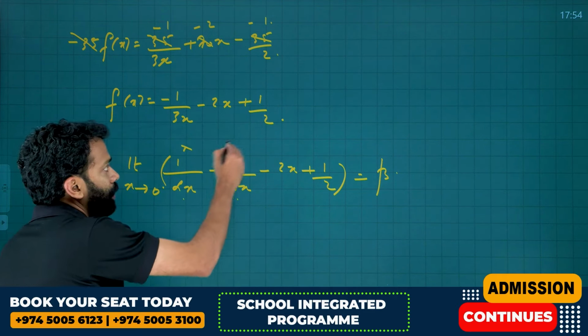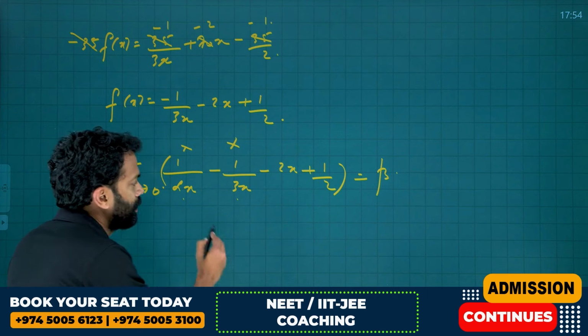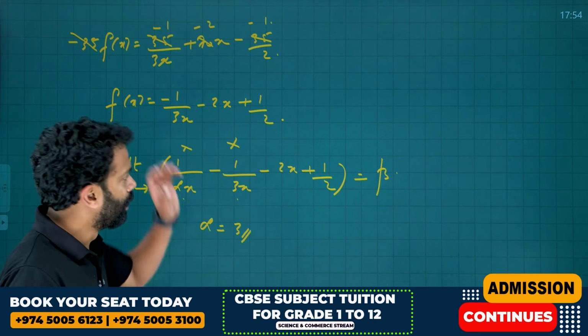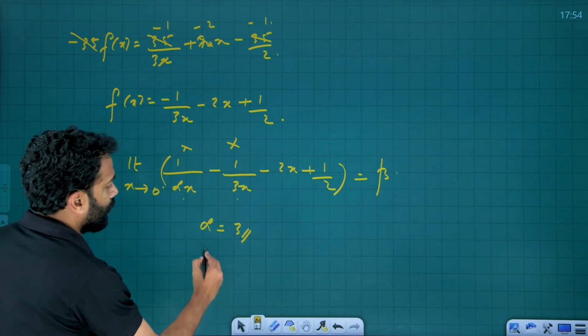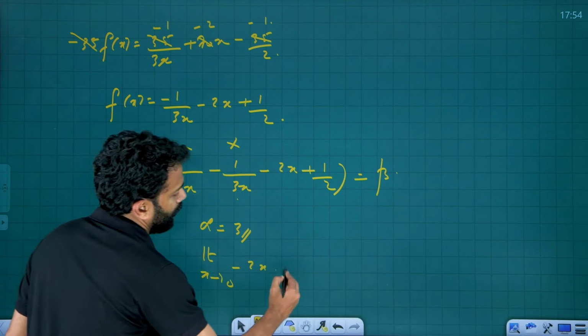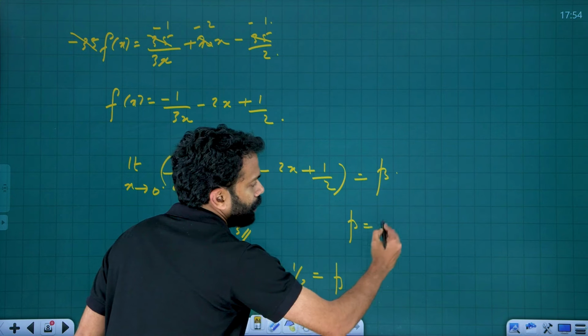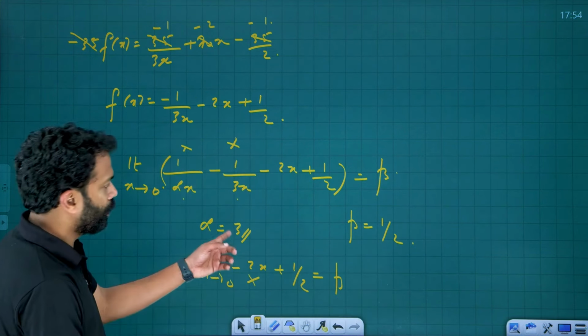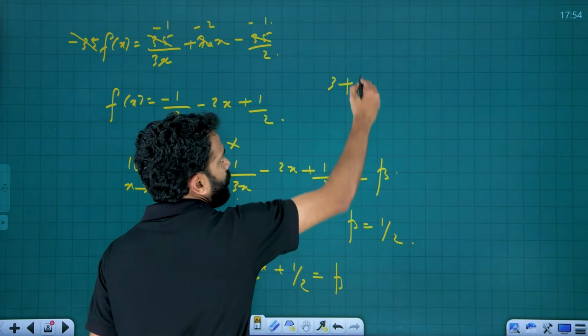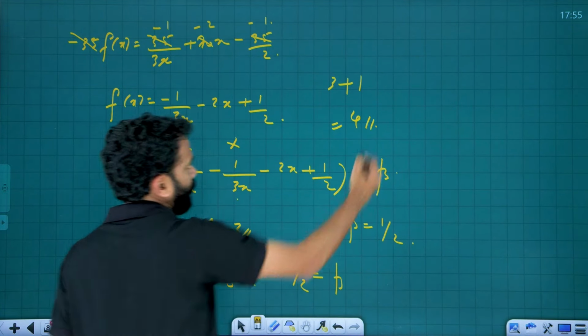Therefore, these two terms got vanished. That is, alpha is equal to what? 3. Only then these two terms will get vanished, and then it becomes limit x tends to 0 minus 2x plus 1 by 2. This will be 0 and which is equal to beta. Therefore, beta is equal to what? 1 by 2. You need to find alpha plus 2 beta, right? That is 3 plus what is 2 beta? 1. That is 4 is the final answer for this one.